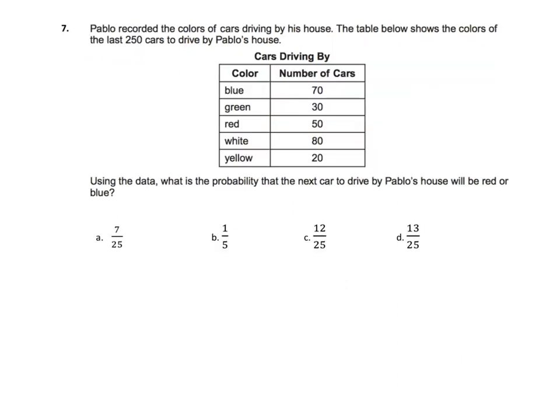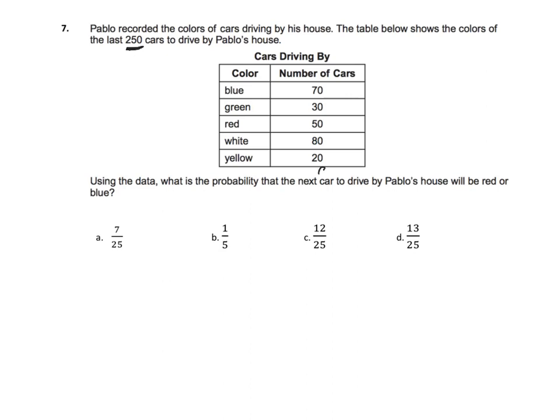Number 7 says Pablo recorded the colors of cars driving by his house. The table below shows the colors of the last 250 cars to drive by Pablo's house. Using the data, what is the probability that the next car to drive by Pablo's house will be red or blue? So we should add up all of our numbers. It does give us the number here, but let's add up just to make sure.